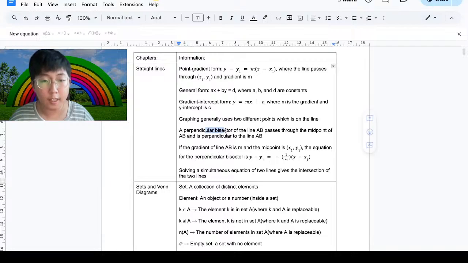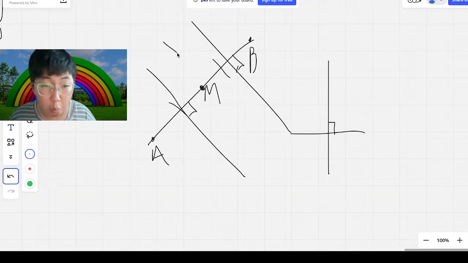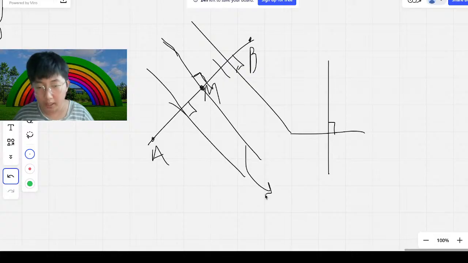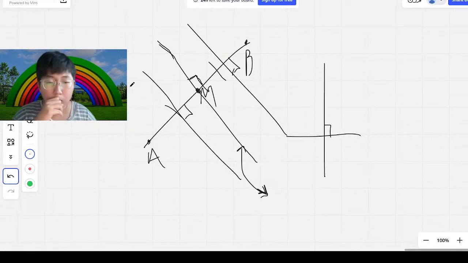But a perpendicular bisector of a line AB not only is perpendicular to the line AB, but it also passes through the midpoint. So there's only one line which satisfies all of that. This must be a right angle, and this must pass through the midpoint, which is why this line is called the perpendicular bisector. This line. Alright, so we have that.